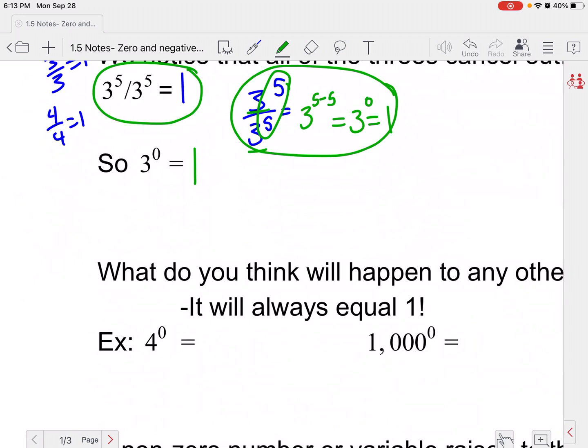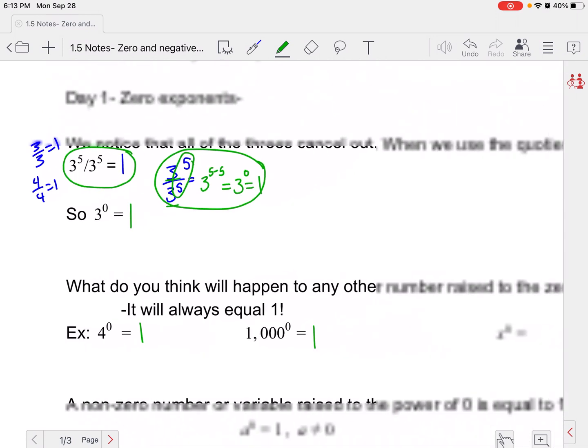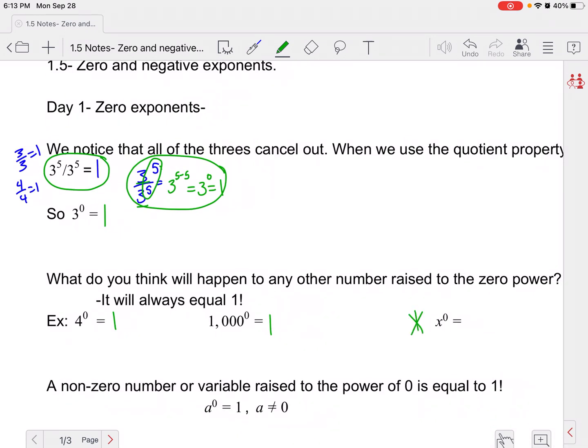So if we have 4 to the 0, that's 1. Doesn't matter what the base number is, that whole thing is 1. Okay, 1,000 to 0, that's also 1. Okay, what do you think x to the 0 would be? It's 1. Even though it's a variable, even though we have no idea what x is, because it's to the 0 power, we already know that it's 1.